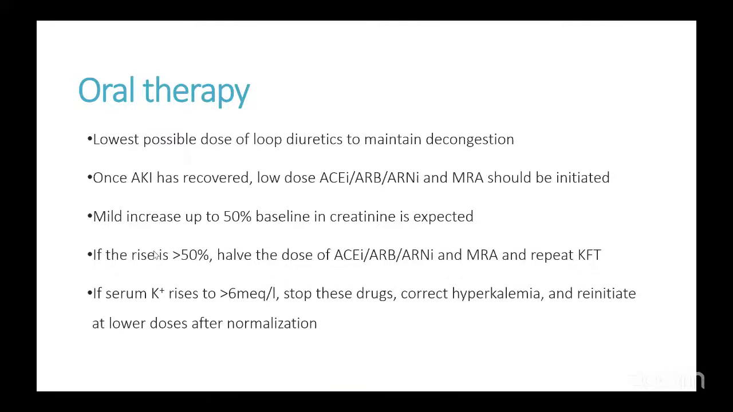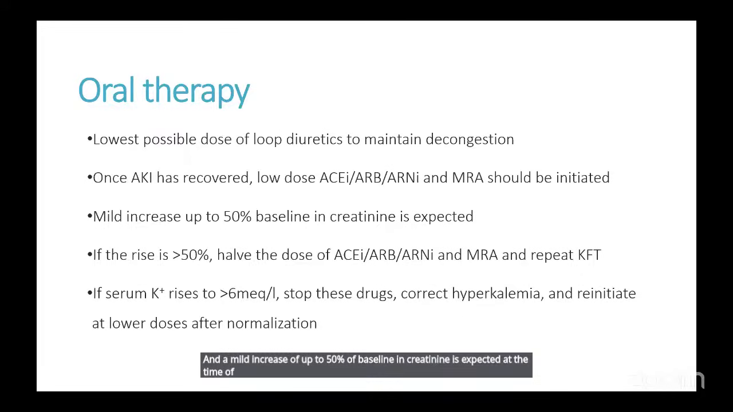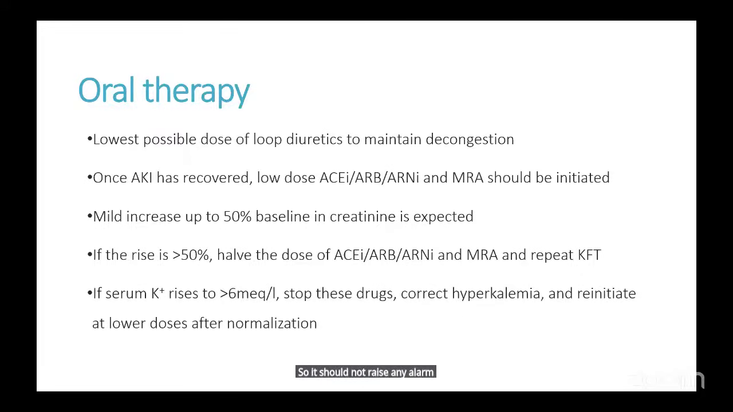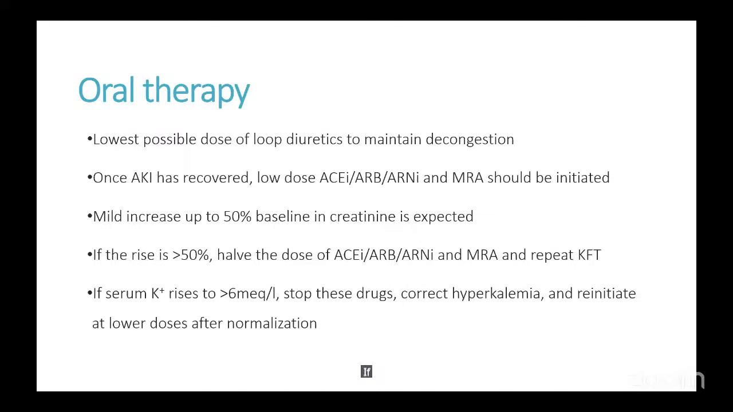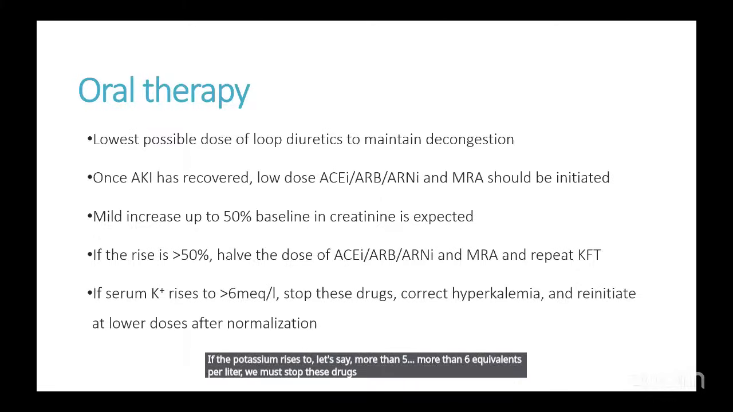And a mineralocorticoid receptor antagonist, for instance, spironolactone, should be initiated. A mild increase of up to 50% of baseline in creatinine is expected at the time of decongestion and starting of these therapies. So it should not raise any alarm. If the rise is more than 50%, we can halve the dose of these therapies and repeat the KFT. If the potassium rises to, let's say, more than 6 millimeter equivalents per liter, we must stop these drugs, correct hyperkalemia, and reinitiate at lower doses after normalization.